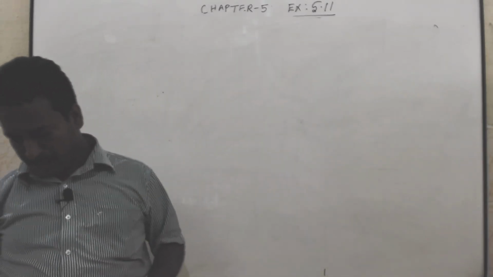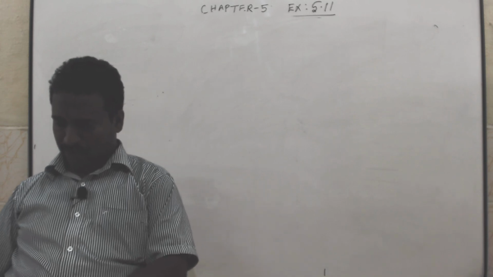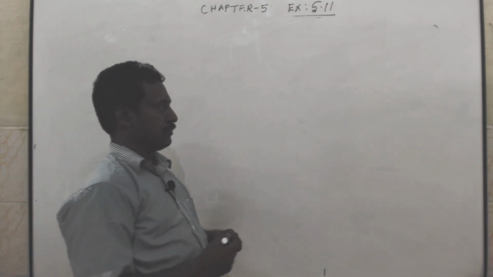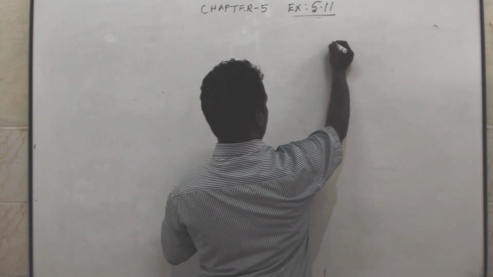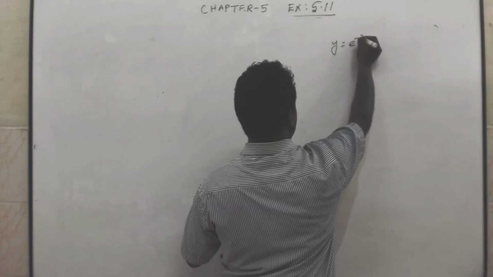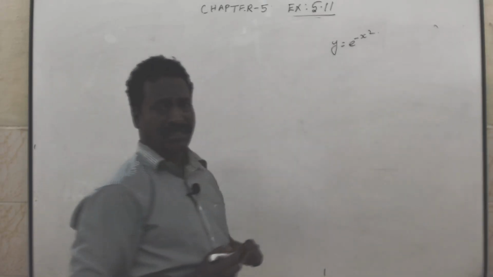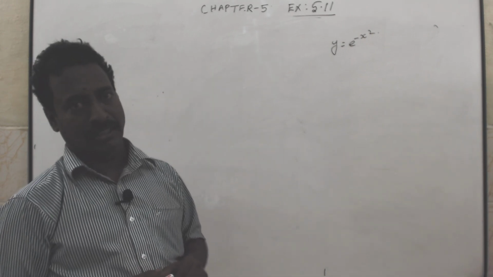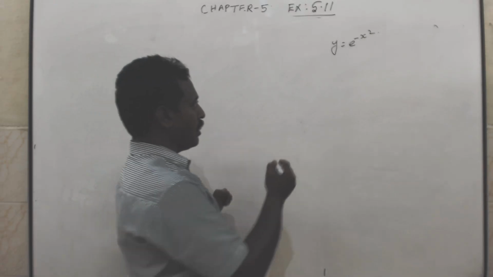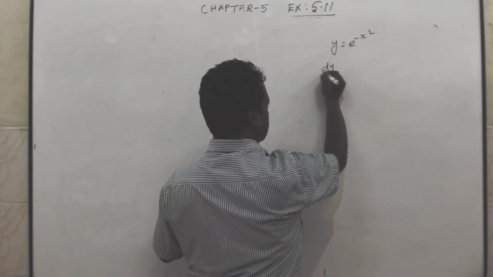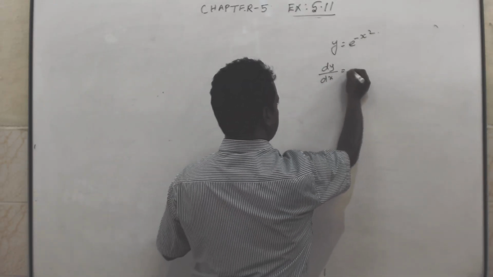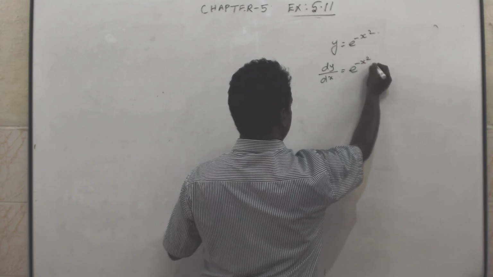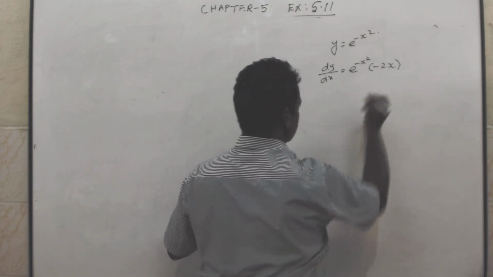I think example number 5.64. y equal to e power minus x square. Repeatedly they'll ask this as a 10 mark question. This problem, dy by dx. What is the first step? Differentiate e power minus x square. Differentiation of minus x square is minus 2x.